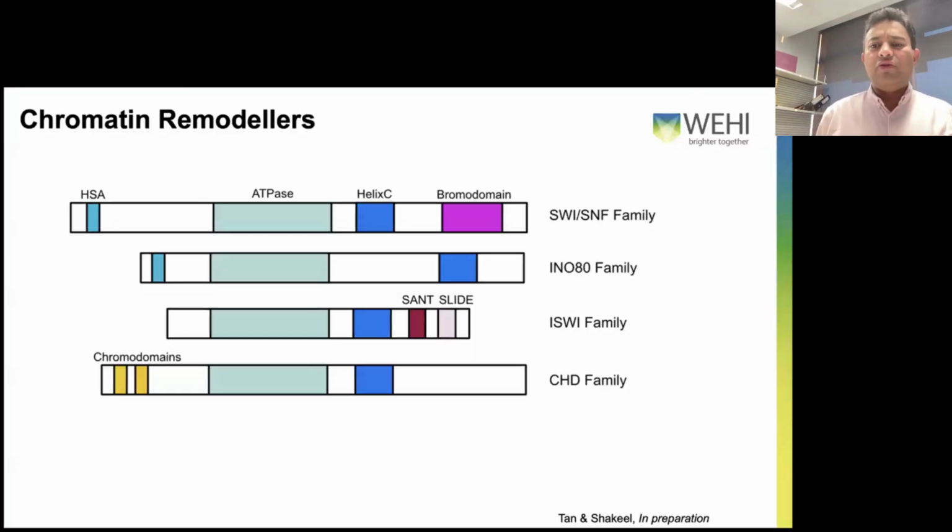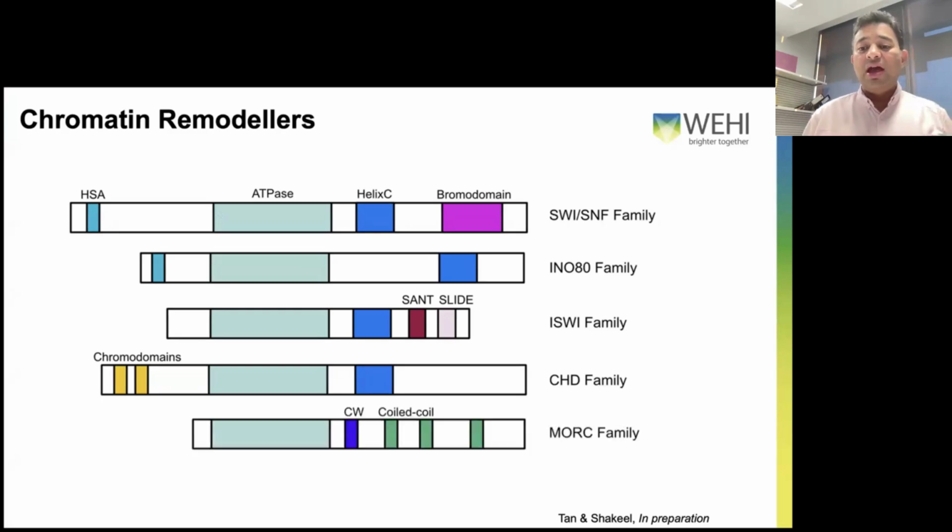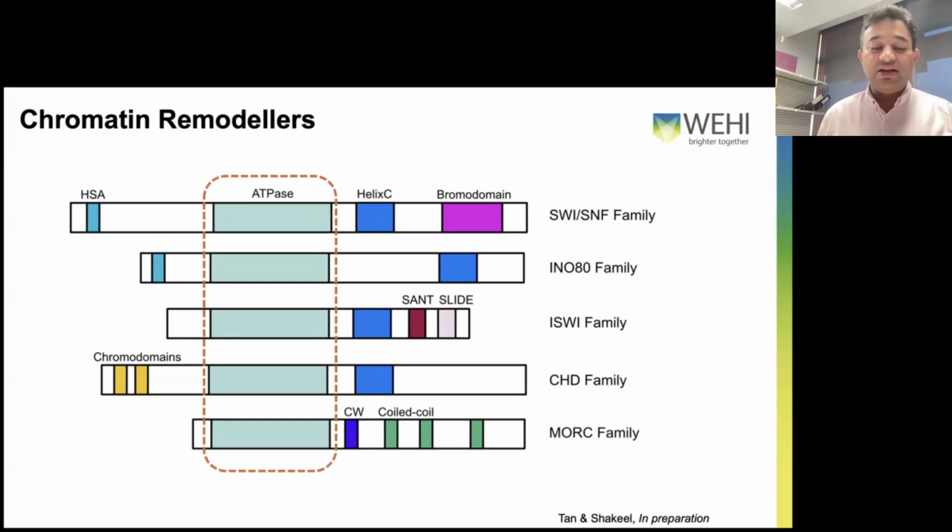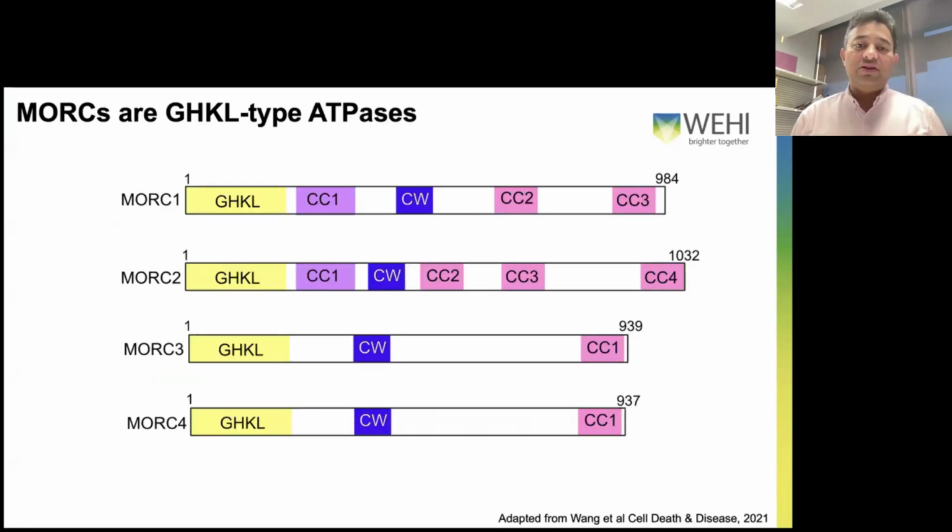There are four well-characterized families of chromatin remodelers known so far, and all of them have the common feature of containing an ATPase domain within one of their subunits. And that's why MORC is also similar, because it does contain an ATPase domain within its protein, and it does remodeling as well. There are four different types of human MORCs. They are all GHKL type ATPases. So they are MORC 1, 2, 3, and 4.